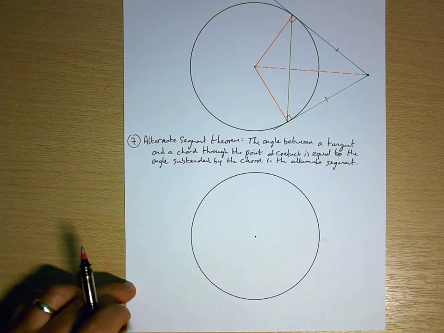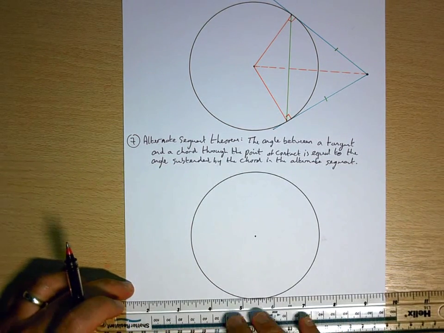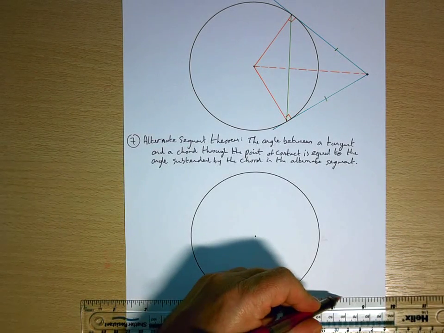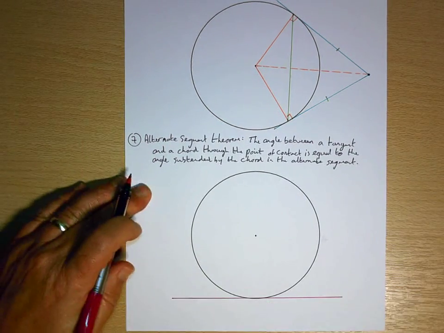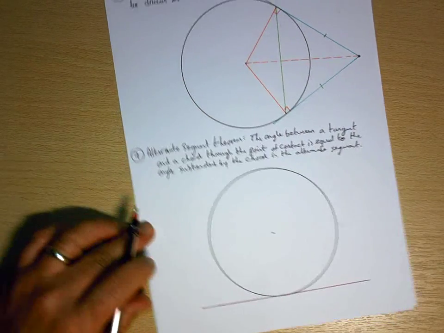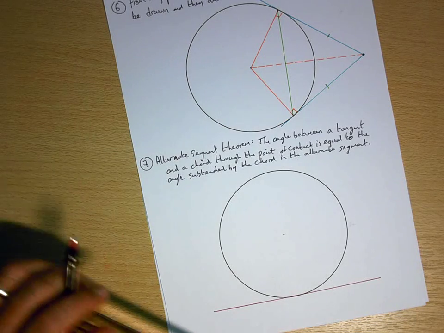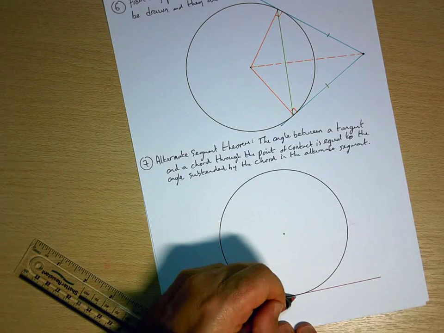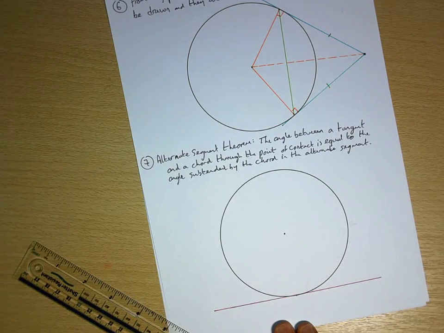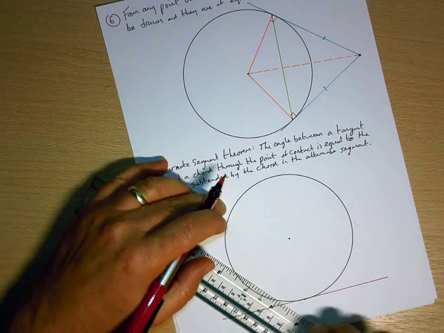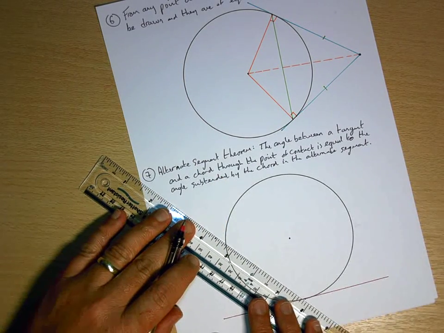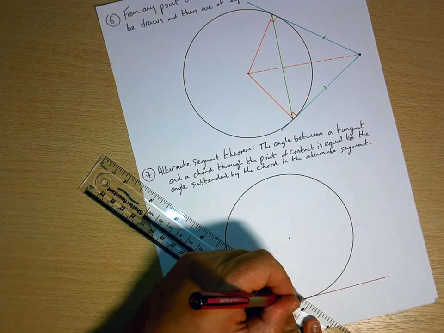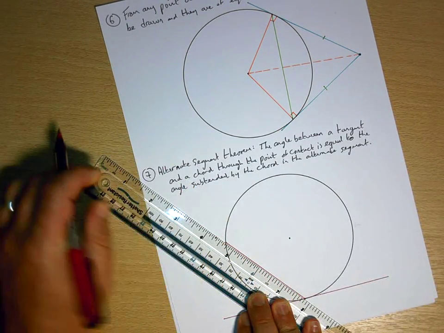Okay, so the angle between a tangent and a chord through the point of contact, so let's draw ourselves a tangent, and a chord through the point of contact. So that means I'm going to create a chord, and one of the points on the chord is going to be the point of contact where the tangent touches the circumference. So I'll draw it over there. Doesn't have to be, but there's my chord.